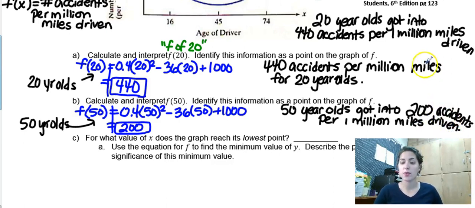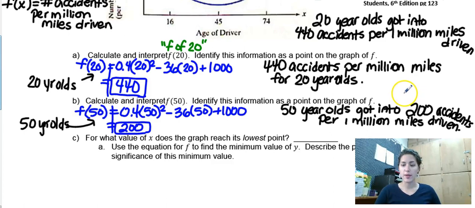That is really interesting. I mean, if you look, 20-year-olds got into 440 accidents per million miles. 50-year-olds, less than half that number. But you could reason that they've been driving a lot longer, they're a little more mature, they're not as much in a rush, and have more life experience. So you would expect someone who's older or an older segment of the population to get into fewer accidents.